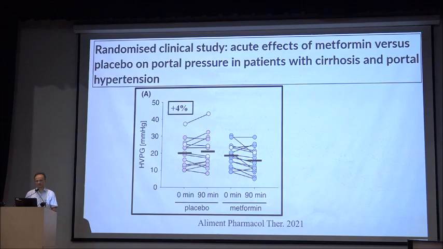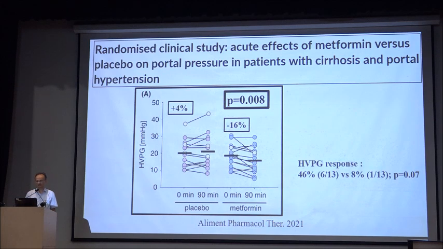Now, there is only one study analyzing the effect of metformin on the portal pressure. 32 patients were there, 16 in the placebo arm and 16 in the metformin arm, and the effect of 1 gram of metformin was assessed on HVPG after 90 minutes of the study. And it was seen that it led to a 16% reduction in the HVPG, which was statistically significant. And HVPG response was seen in 46% of the patients compared to 8% in the placebo arm.